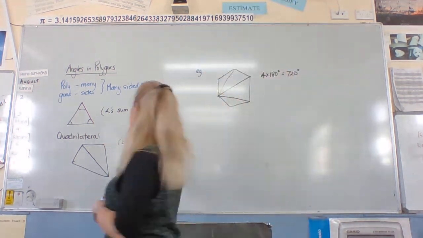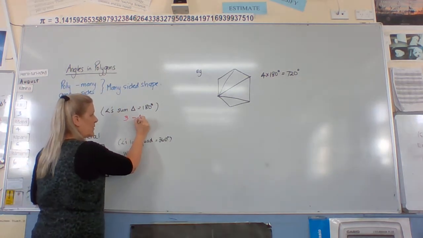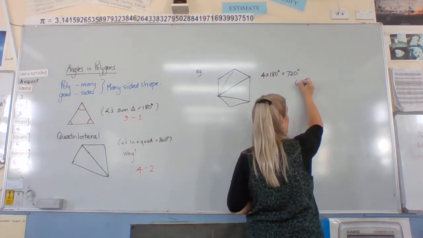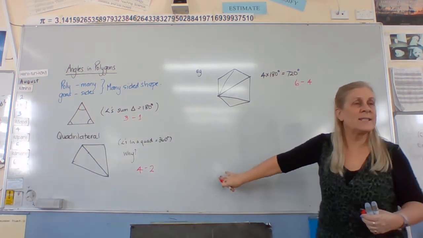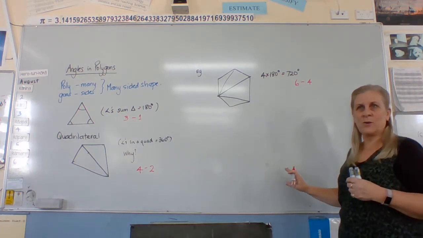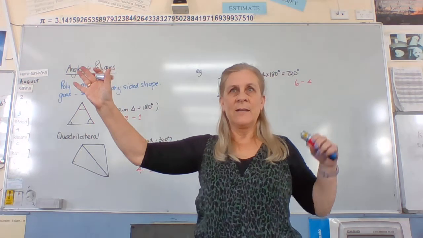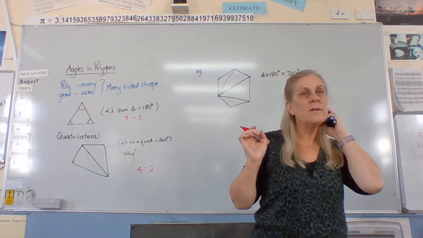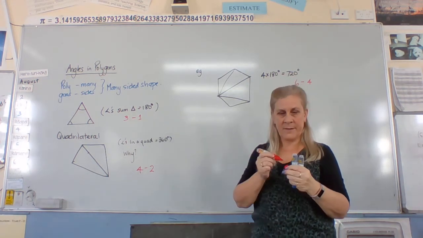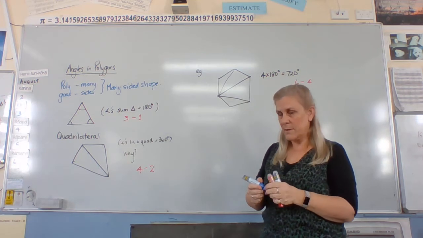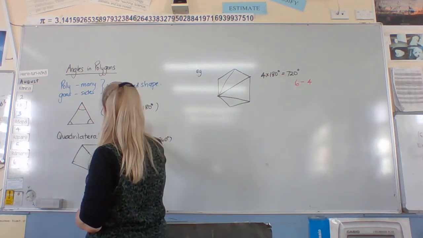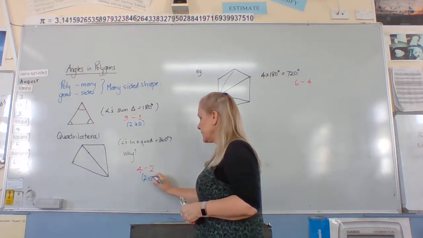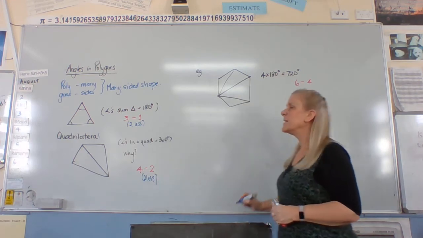3 sides, 1 triangle. 4 sides, 2 triangles. 6 sides, 4 triangles. 10 sides, 8 triangles. This many sides? How many triangles? How do we work it out? What are we doing? Two less, right? So I've got 2 less triangles than sides.